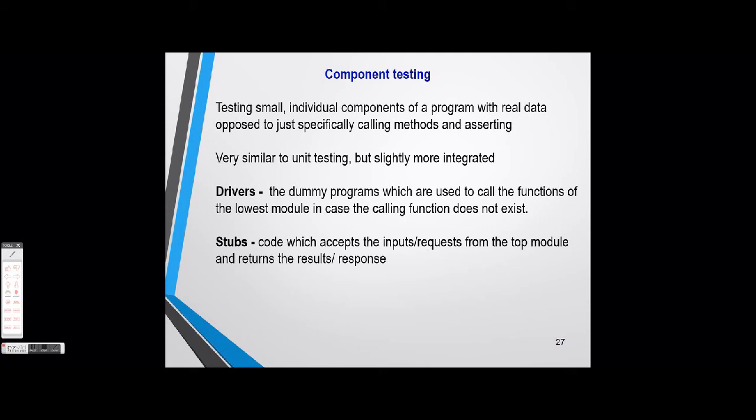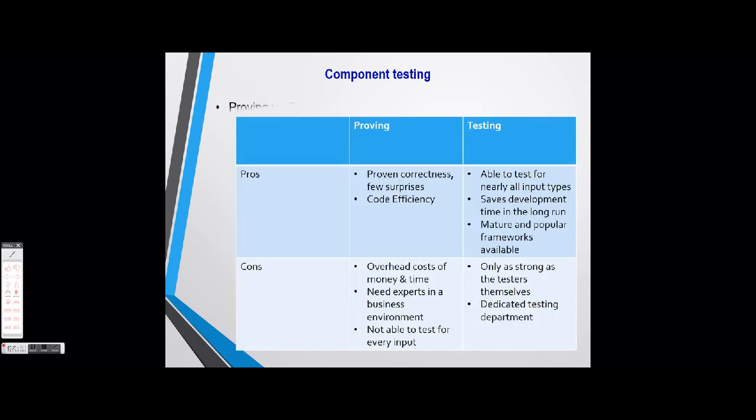It's similar to unit testing, but it's a little bit more integrated, a little bit more holistic. It's making sure some components work together. So why would you want to prove something versus test it? Well, with proving, you're proving the correctness of it. The whole idea is that you're trying to assert that it's correct and that there really shouldn't be any surprises, and you should be able to do that relatively efficiently, but as we said, that costs a lot of time, a lot of money, and you need experts to do it.